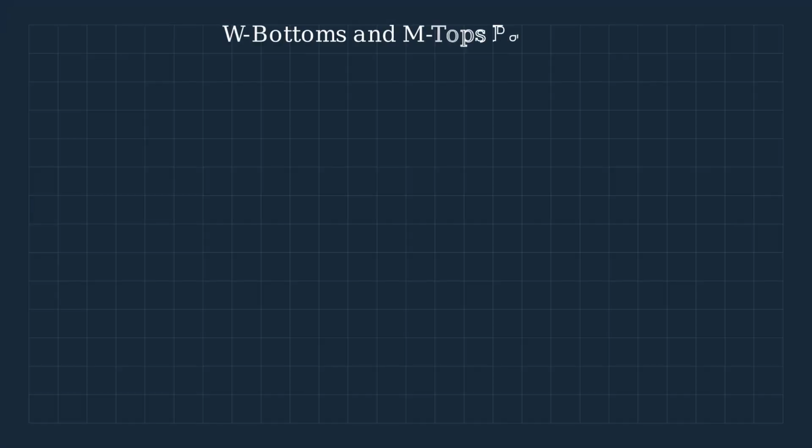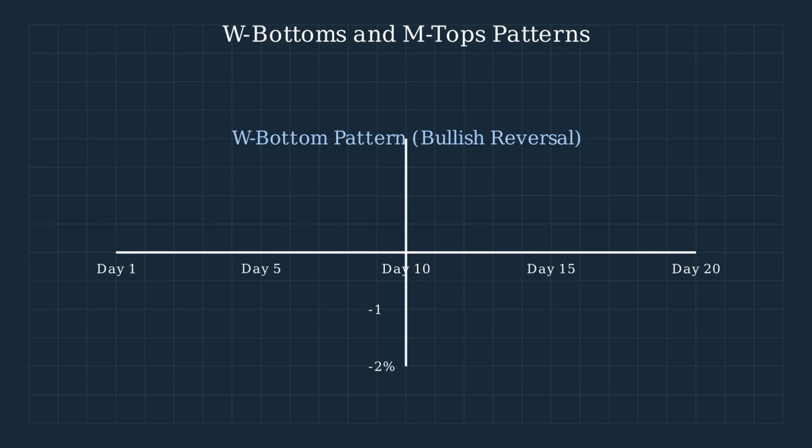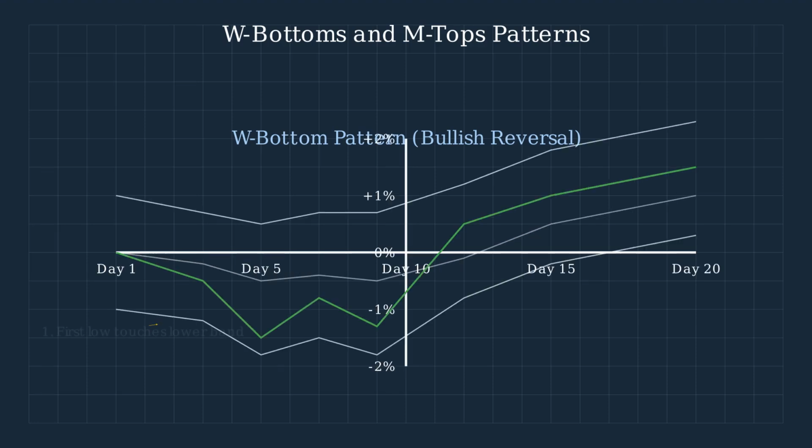Bollinger Bands help identify two specific reversal patterns, W bottoms and M tops. A W bottom is a bullish reversal pattern that forms at the end of a downtrend. It begins when price touches the lower Bollinger Band, showing extreme selling pressure.